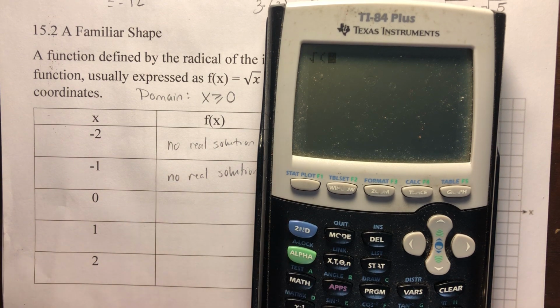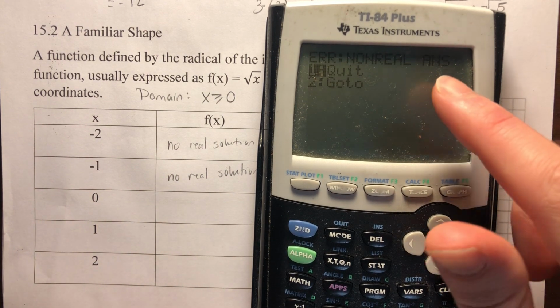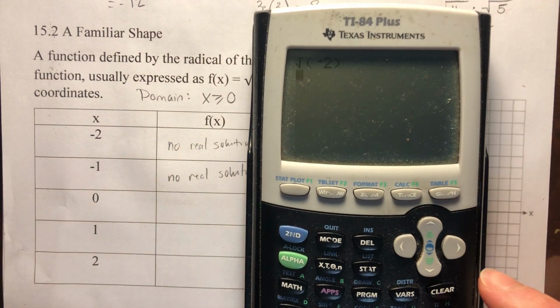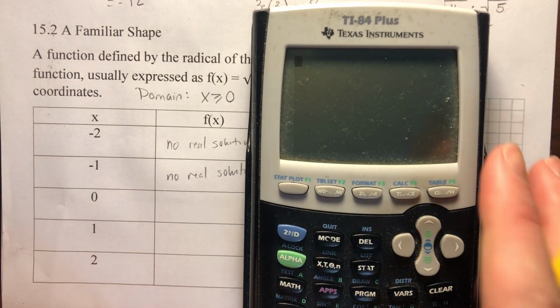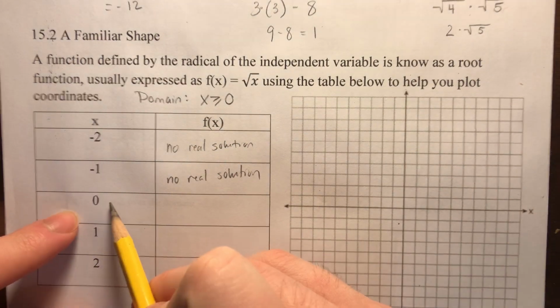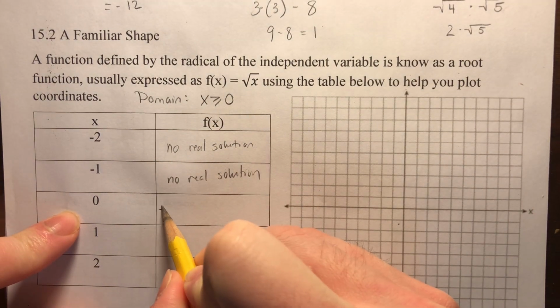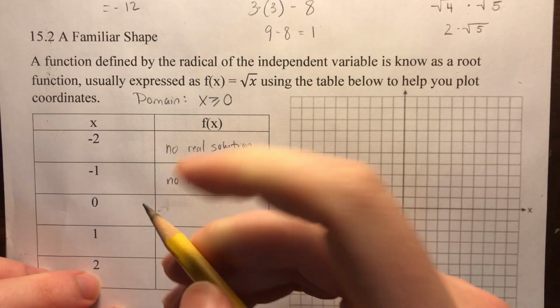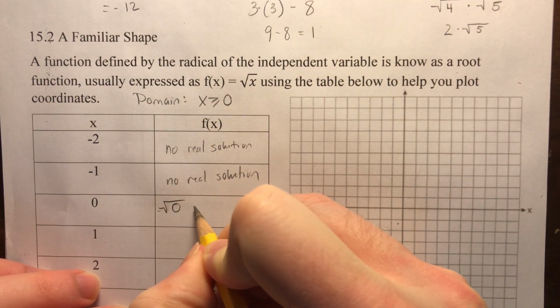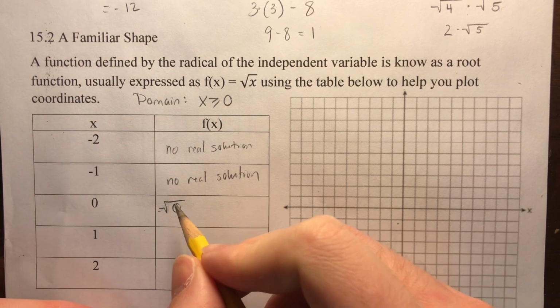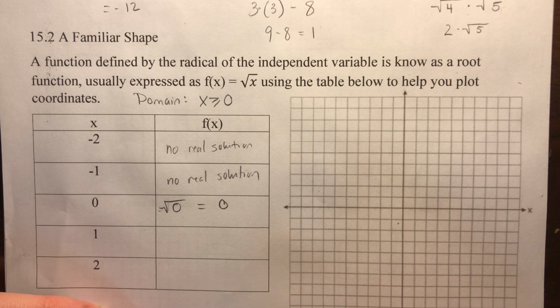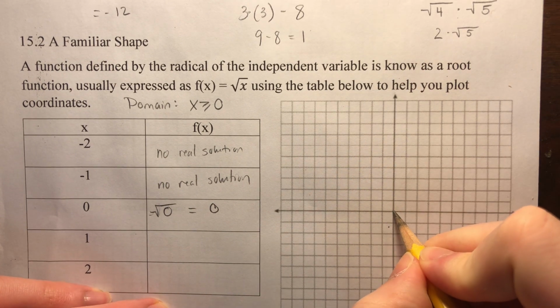So we cannot put in -2, right? It says non-real answer on the calculator. All right. However, I do know the square root of 0, right? What times itself equals 0? Well, 0 times 0 equals 0, so we can just write this more simply as 0. So at that point, I can plot 0, 0.